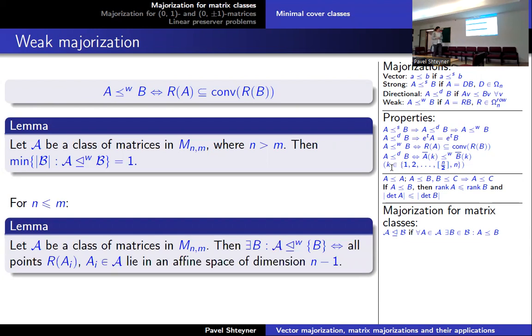Doubly? Doubly, yeah. So the problem is non-trivial only if the number of rows doesn't exceed the number of columns. In this case, we can actually see when a class of matrices is majorized by one matrix. This happens if and only if all of these points, every row of every matrix in A, lie in the unit simplex of dimension.